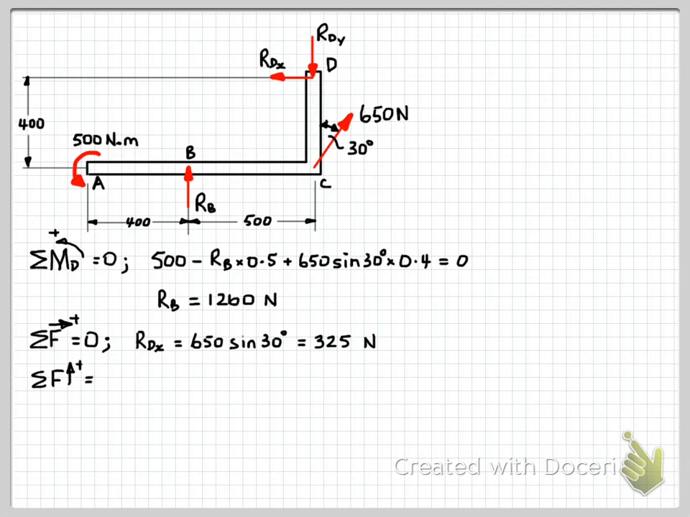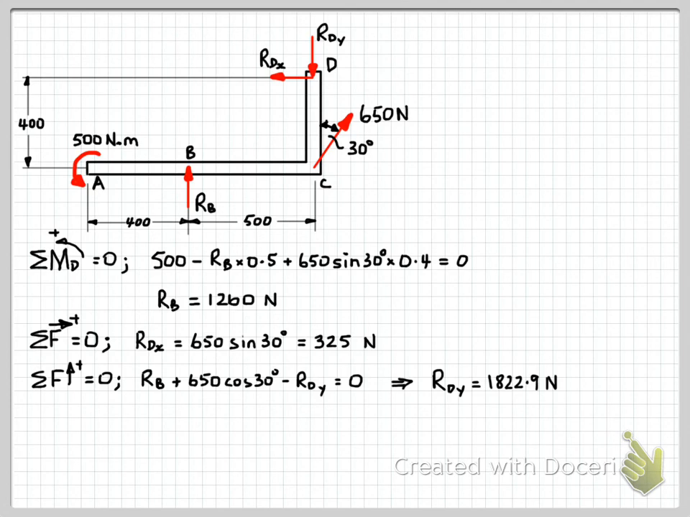Then next we do sum of the forces in the vertical direction equals 0. So we'll have RB in the positive direction plus the vertical component of the 650 Newton force, so 650 cos 30, and Rdy in the negative direction because it's acting downwards, and all of that is equal to 0. So again, doing some algebra, we can solve for Rdy, which is 1822.9 newtons.